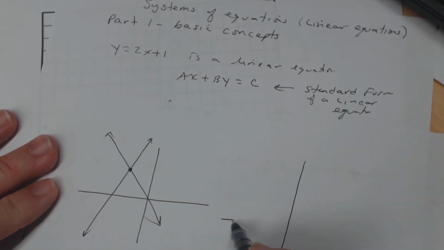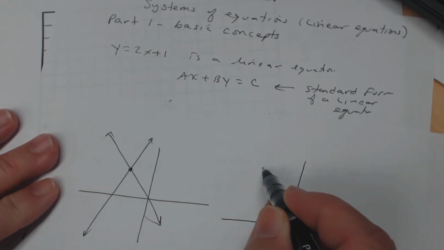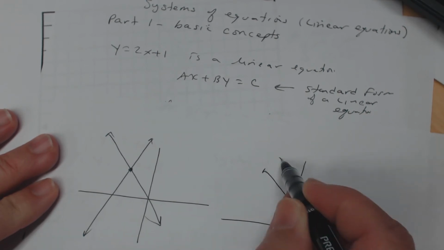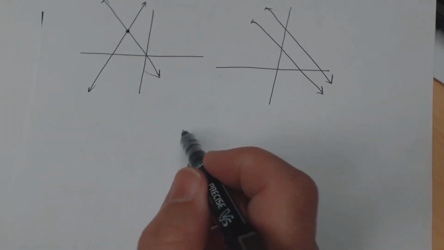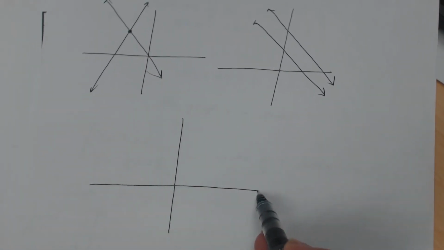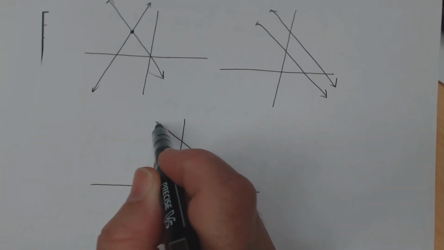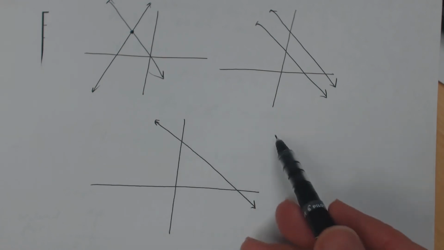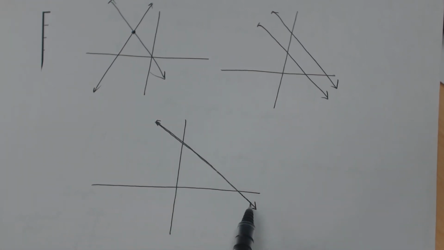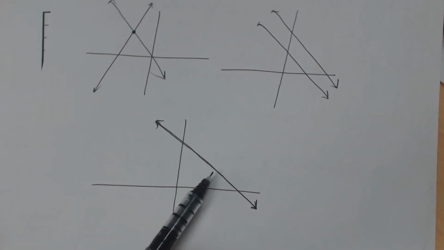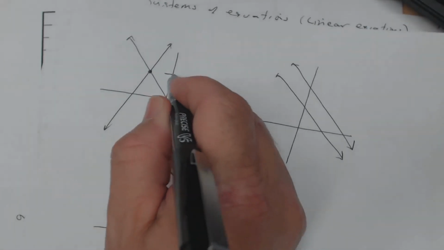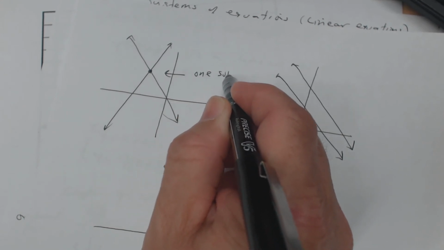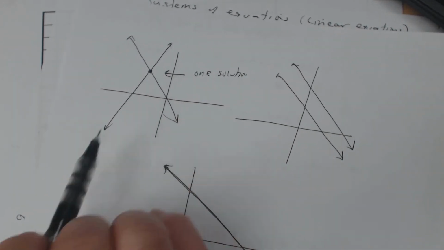The graphs can end up being parallel, in which case they don't intersect. And it turns out that the graphs can also overlap. So this line, this equation, and the other equation can be the same line. Notice that in this system here, there was only one solution. Okay, the lines intersected at one point.